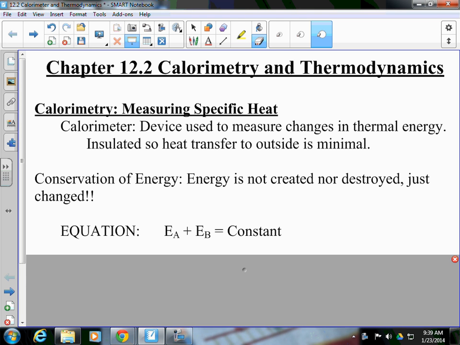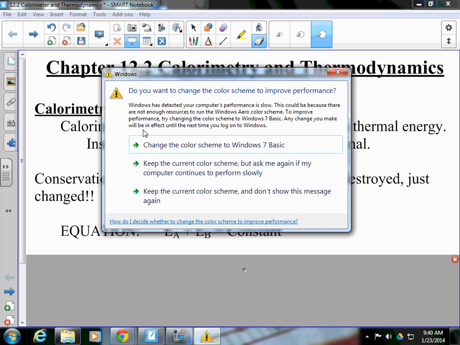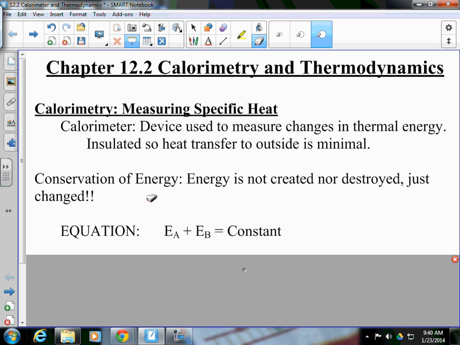All right, conservation of energy. When we talk about conservation of energy, it's the same thing as everything else conservation-wise. Conservation of mass, conservation of angular momentum, we've talked about earlier in the year. Energy is not created nor destroyed. It is simply changed. So that means when we have energy changes in a system, they're constant. If A loses energy, B must gain that energy. So a calorimeter is a device that helps us capture that energy.